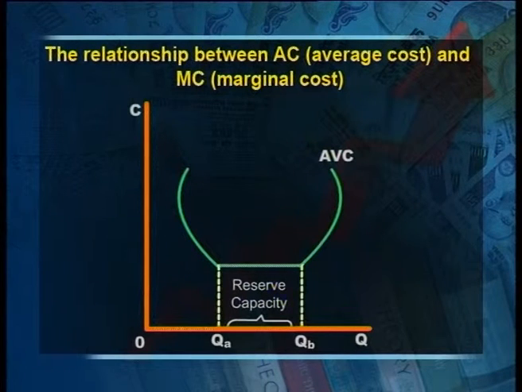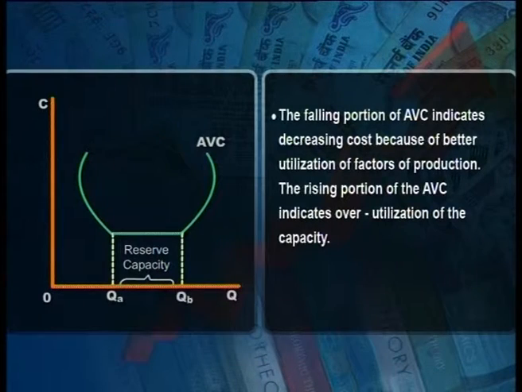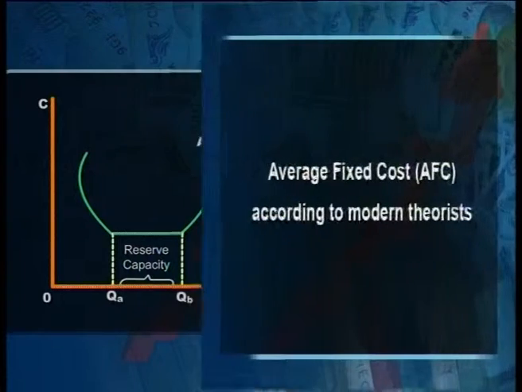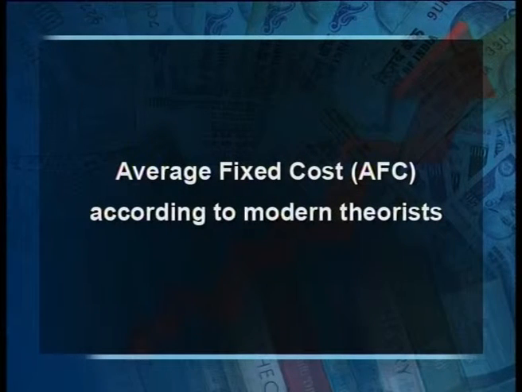Look at the graph. It's clear that the falling portion of AVC indicates decreasing cost because of better utilization of factors of production. The rising portion of the AVC indicates overutilization of capacity. The flat stretch from QA to QB is due to reserve capacity. Let's now look at average fixed cost according to modern theorists.